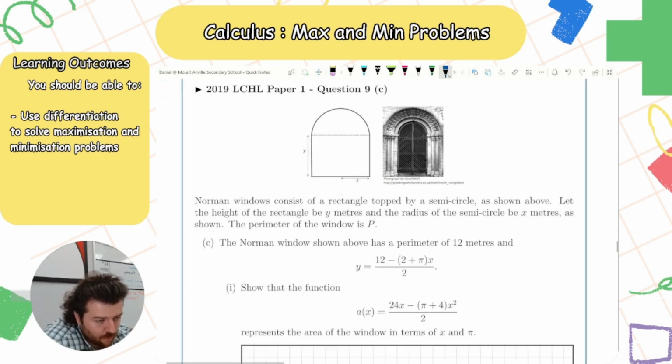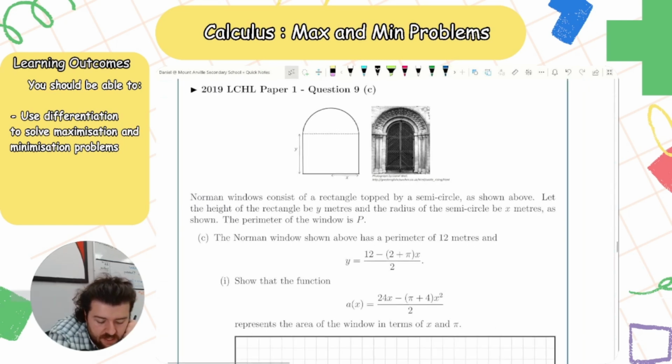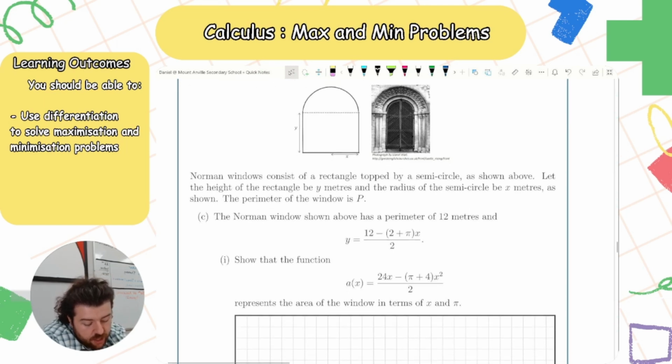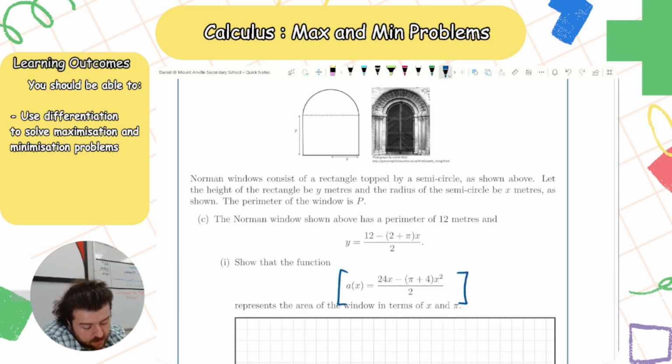Right, another one. Right, gotta keep going. Right, 2019. Norman windows consist of a rectangle topped by a semicircle, as shown above. Let the height of the rectangle be y meters, and the radius of the semicircle be x meters, as shown. The perimeter of the window is P. The Norman window shown above has a perimeter of 12, and y equals (12 minus (2 plus pi)x) all over 2. Show that the function A(x) equals 24x minus (pi plus 4)x squared all over 2 represents the area of the window in terms of x and y.